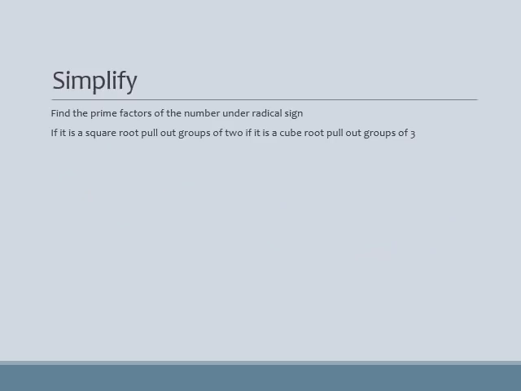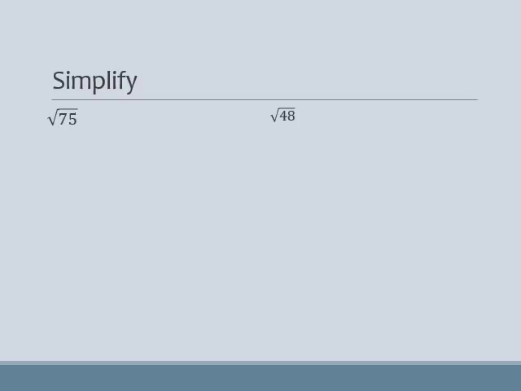To simplify, we find the prime factors of a number underneath the radical sign. If it's a square root, we pull out groups of 2. If it's a cube root, we pull out groups of 3. So we've got these examples right here.